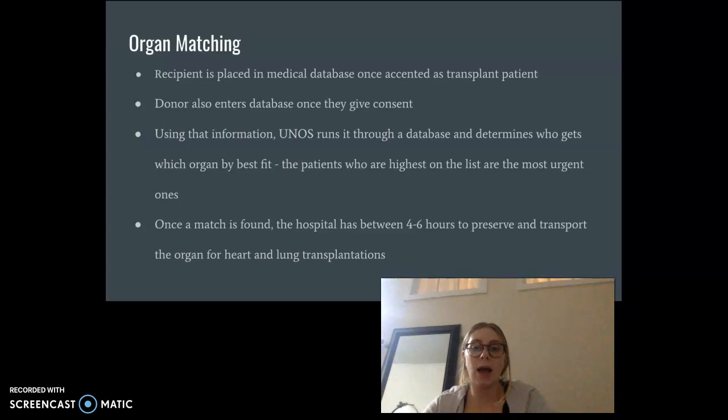Then, using that information, UNOS runs it through a database and determines who gets what organ by best fit. Like I said before, the most urgent cases are highest on the list. And finally, once a match is found, the hospital has between 4 to 6 hours to preserve and transport the organ for the actual transplantation itself.